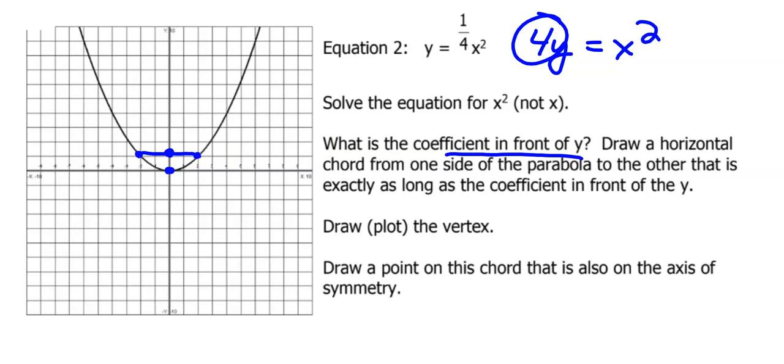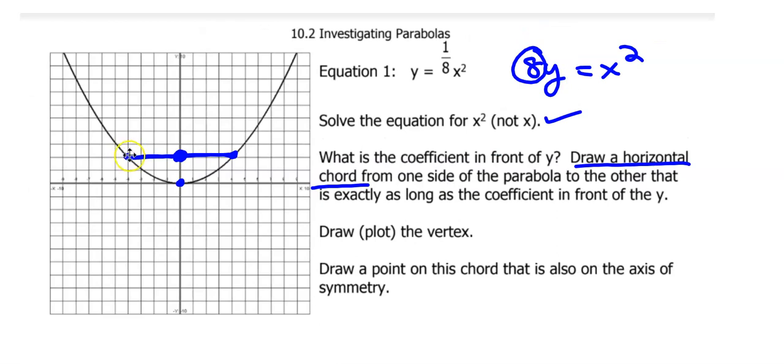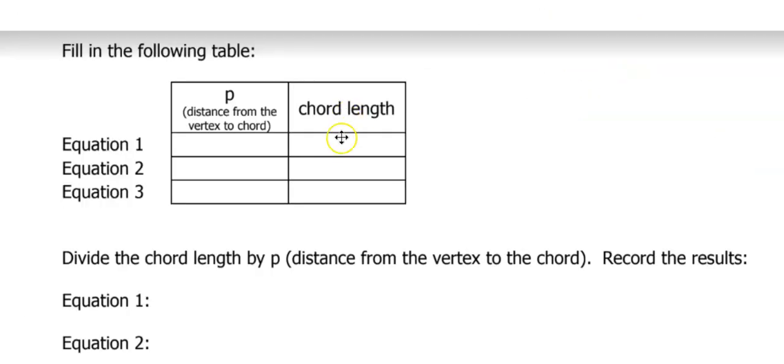So let's go back and look at the first equation. Notice 8 was the length of the chord. What's the distance from the vertex to that chord? Well, let's see. This right here was 8, the chord length, and then this distance is 2. So we want to record that, 8 and 2. 8's the chord length, 2 is the distance from the vertex to the chord.